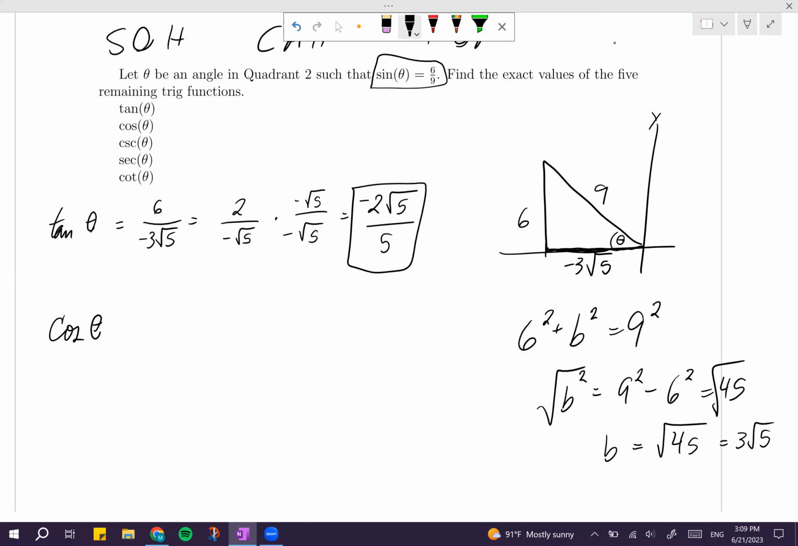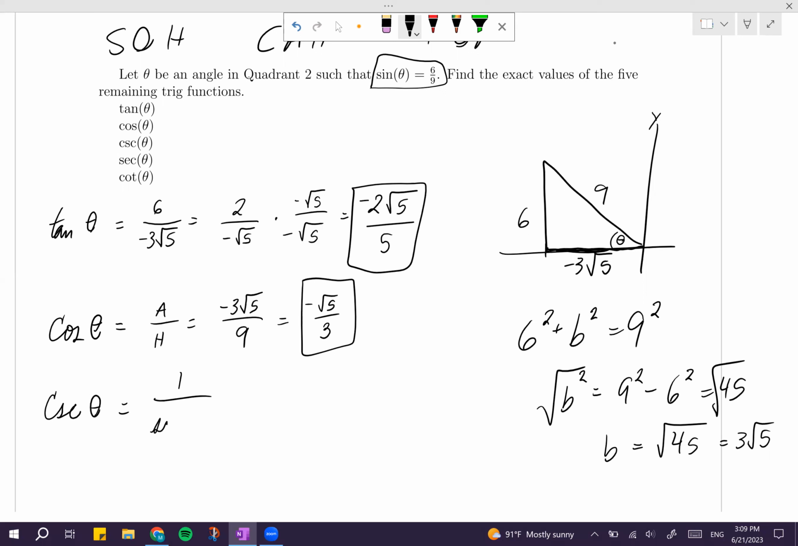Cosine of theta is adjacent over my hypotenuse. So my adjacent is -3 times the square root of 5 over my hypotenuse, which is 9. I can reduce this as negative square root of 5 over 3. Cosecant of theta is 1 over sine of theta. We know my sine of theta is 6/9, so this is 1 over 6/9, which is 9 over 6, which reduces to 3/2.